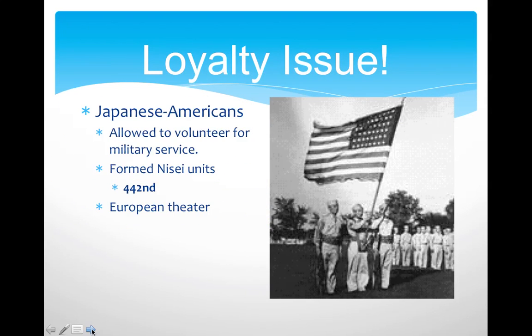There are loyalty issues. Japanese Americans will be targeted. They will be allowed to volunteer for military service. They will form Nisei units, and they will also be targeted domestically in internment camps. Many innocent Japanese will be placed in internment camps, most located in the western part of the United States, with notably California holding the most internment camps.